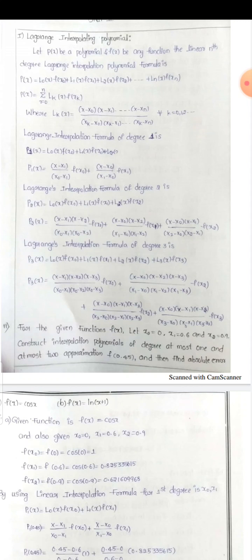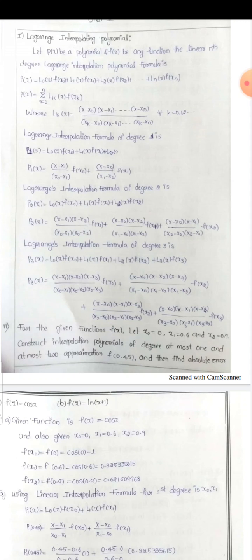Lagrange interpolation formula of degree 1 is P1 of x is equal to L0 of x f of x0 plus L1 of x f of x1. P1 of x is equal to L0, (x minus x1) by (x0 minus x1) f of x0 plus L1, (x minus x0) by (x1 minus x0) f of x1.